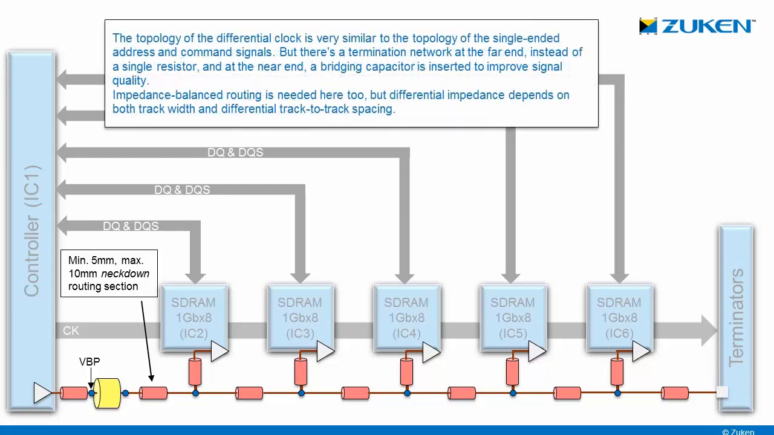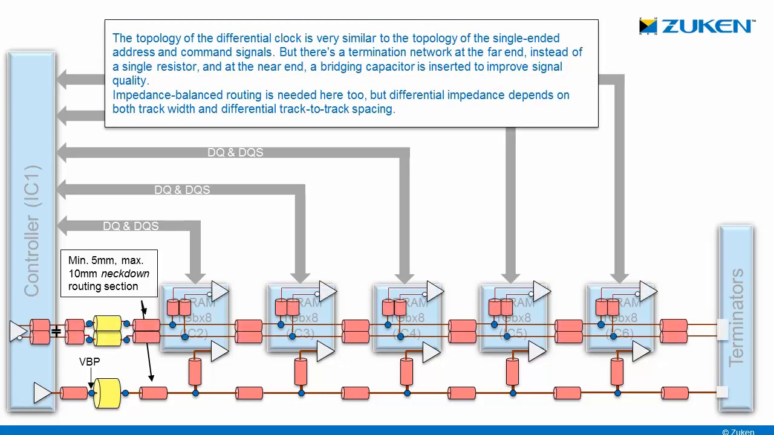The topology of the differential clock is very similar to the topology of the single-ended address and command signals, but there's a termination network at the far end instead of a single resistor, and at the near end a bridging capacitor is inserted to improve signal quality. Impedance balance routing is needed here too, but differential impedance depends on both track width and differential track-to-track spacing.